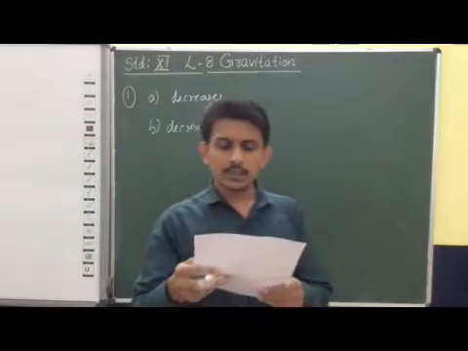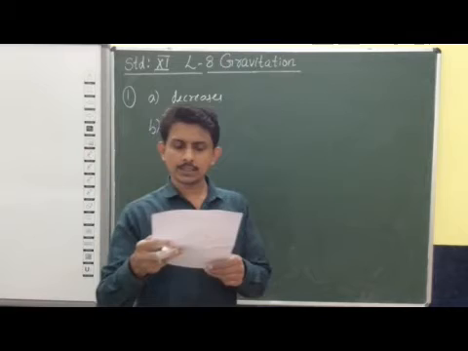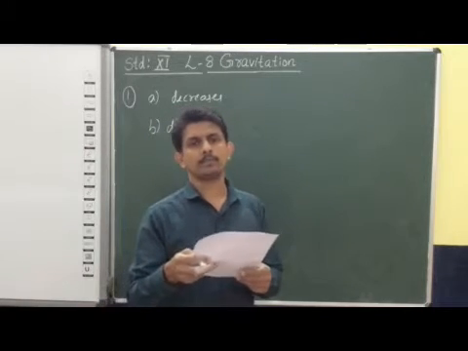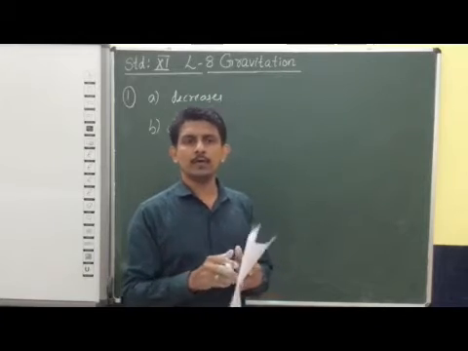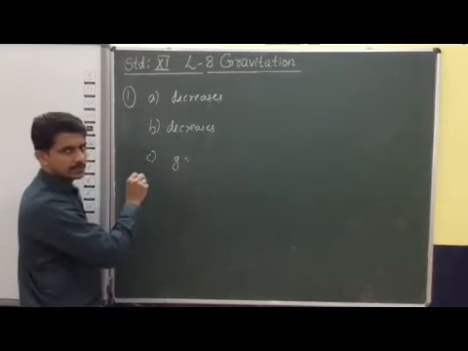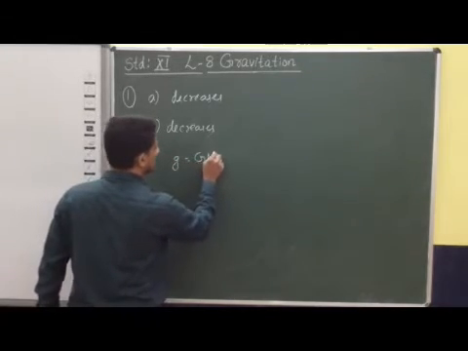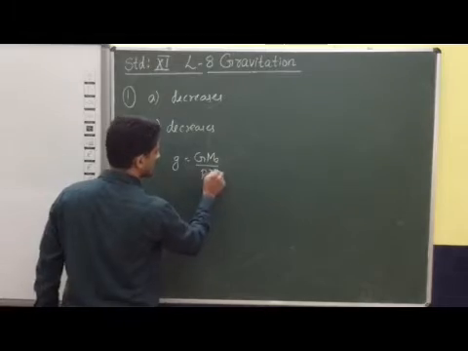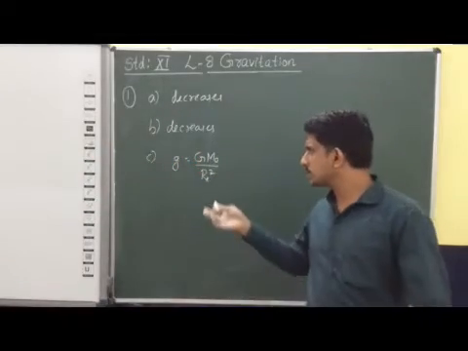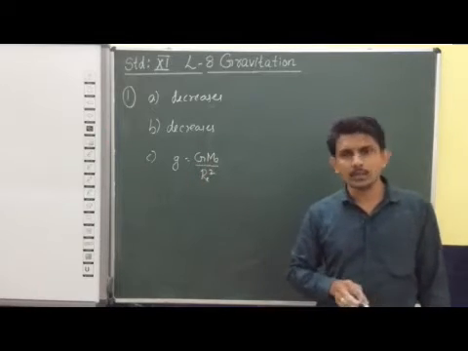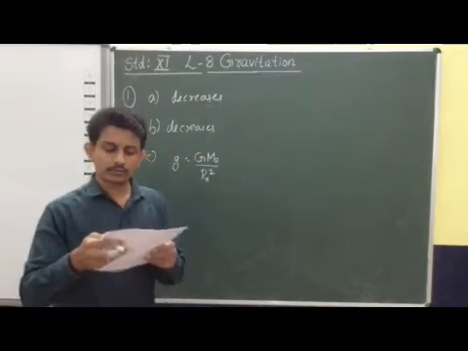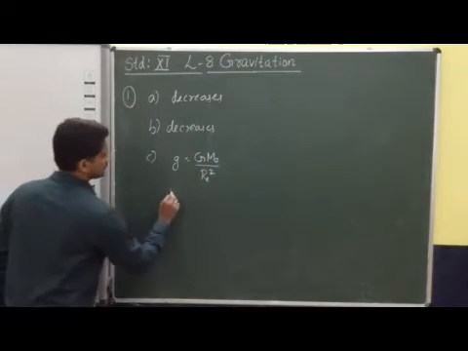Now the third part: the acceleration due to gravity is independent of the mass of the earth and the mass of the body. The value of small g is given as G Me divided by r square. In this equation we can observe that the value of g is independent of the mass of the object.